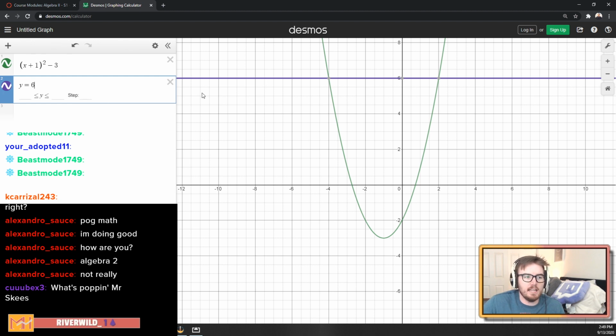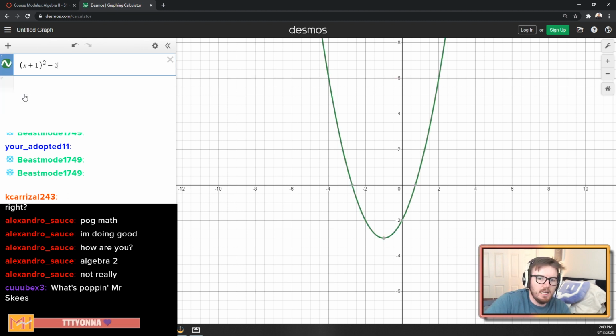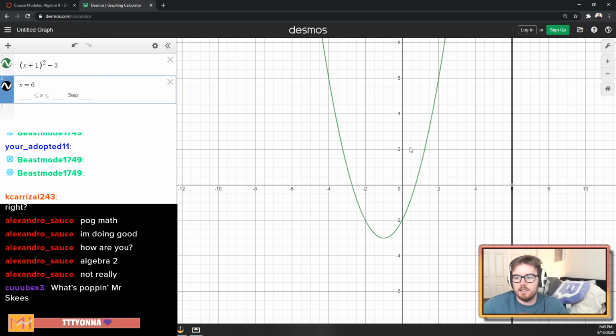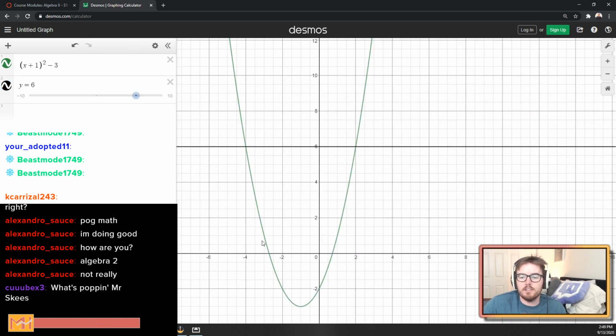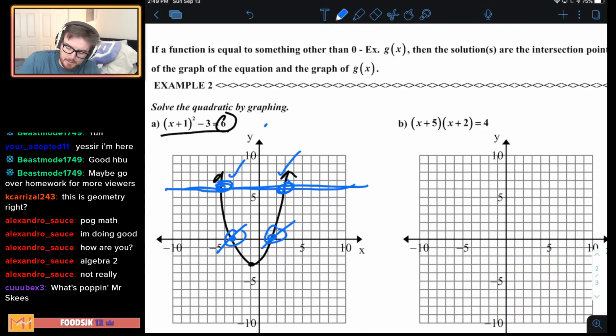y = 6 is the horizontal line at 6, okay? Just the straight up number 6. If you typed x = 6, it's a vertical line, okay? So y = 6 is this horizontal line. So where is this green graph equal to 6? Here and here. So our two solutions are at -4 and 2. It's that quick. It's that easy. We love Desmos. We love Desmos for that reason.